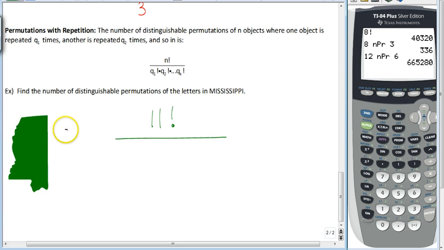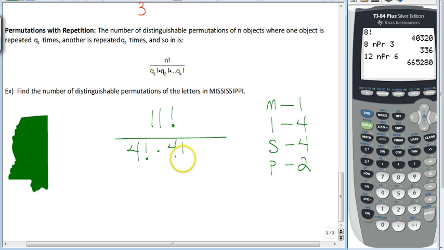So let's look. How many letters actually are used to spell Mississippi? We have an M. There's only one of them. We have the letter I. There's 4 I's. We have the letter S. There's 4 S's. And then we have the letter P. There are 2 P's. So with the repeated letters, we need to put those in the denominator. So we have 4 repeats for the letter I, 4 repeats for the letter S, and 2 repeats for the letter P.